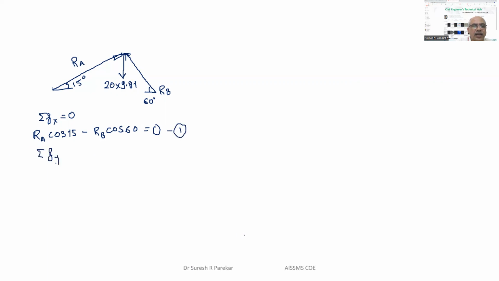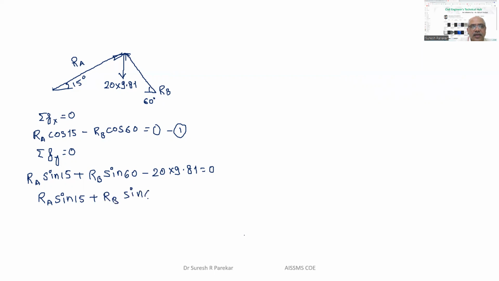Then we have summation Fy equal to 0. We have RA sin 15 plus RB sin 60 minus 20 into 9.81 equal to 0. And from this I get another equation, RA sin 15 plus RB sin 60 is equal to 20 into 9.81. This will be equation 2.